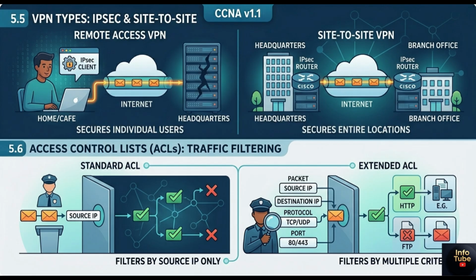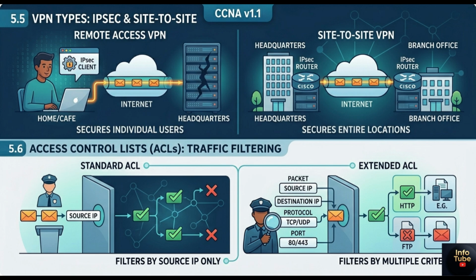5.6 Access Control Lists, ACLs. ACLs are the network's security guard. They are a list of rules that tell a router which packets to allow and which to drop based on specific criteria. Standard ACLs only look at the source IP address. They are simple but less precise.